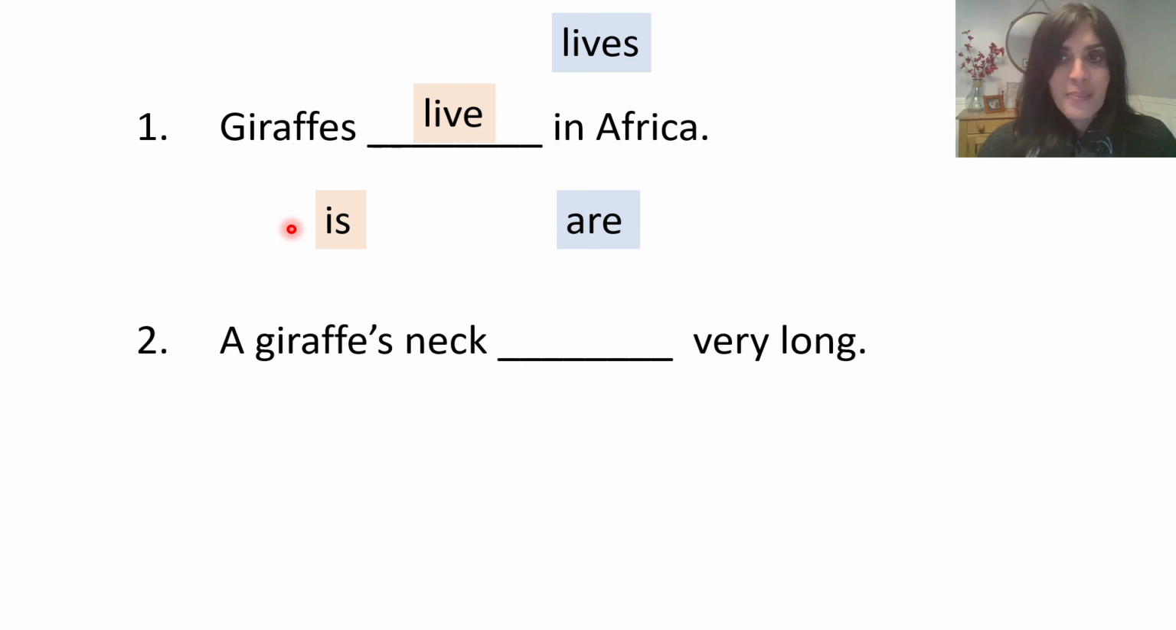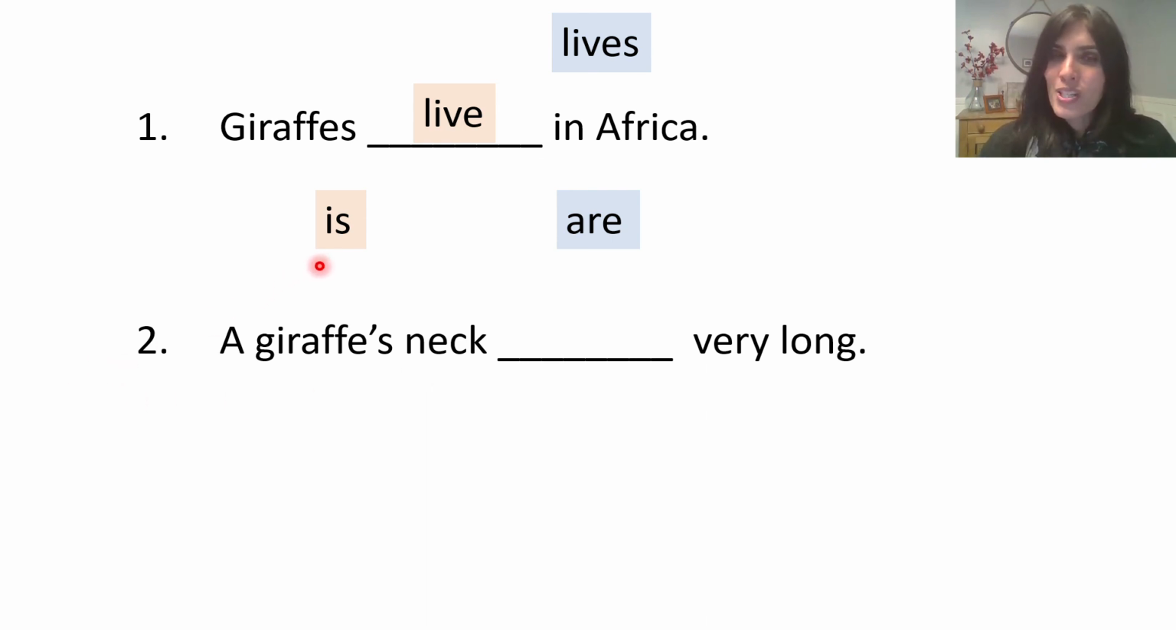Now we're working with some linking verbs. We have is and we have are. The sentence reads, "A giraffe's neck blank very long." What's the subject of this sentence? Yeah, the giraffe's neck. Exactly. Does it tell about one or does it tell about more than one? Yes, it only tells about one giraffe's neck, okay?